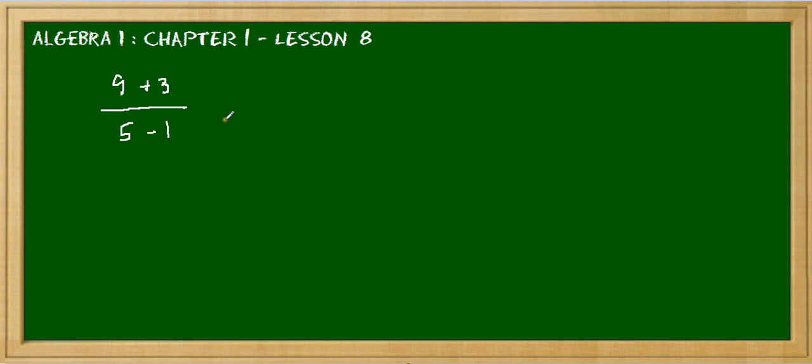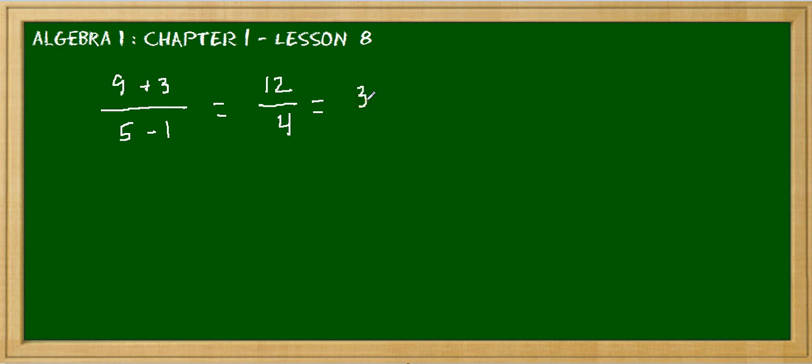So the fraction bar here means not only to divide, but also to add and subtract before dividing. Why? Because all of this is being divided by all of this. So for us to do this properly, we would have to add 9 plus 3, which gives us 12. And we would have to subtract 1 from 5, which gives us 4. And that gives us 12 over 4, and our answer would be 3.